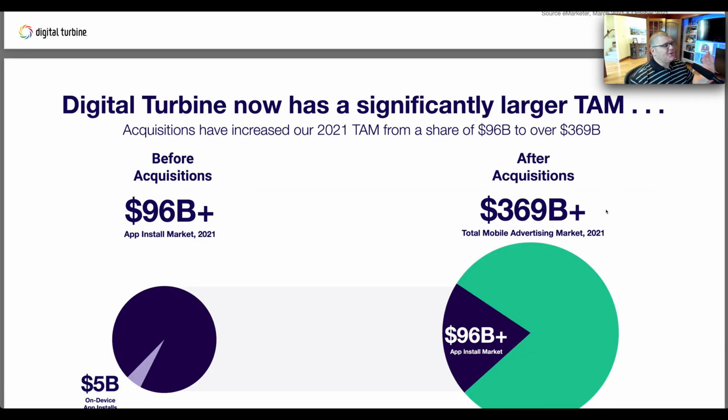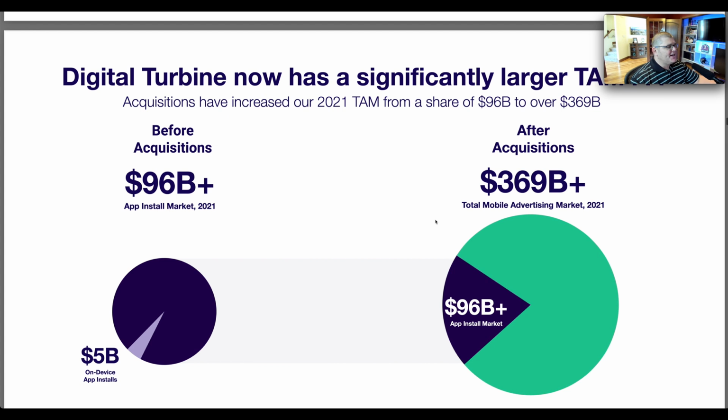So this is absolutely huge because we've been talking about how they've completed this ecosystem and increased their TAM, but you're wondering, what does that look like? Digital Turbine now has significantly larger TAM. Acquisitions have increased our 2021 TAM from a share of 96 billion. Listen to this. 96 billion to $369 billion. That's not a small jump. That is a very large jump. I mean, almost 4x from 96 almost to $400 billion.